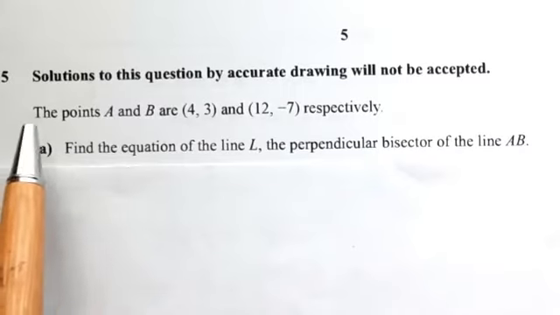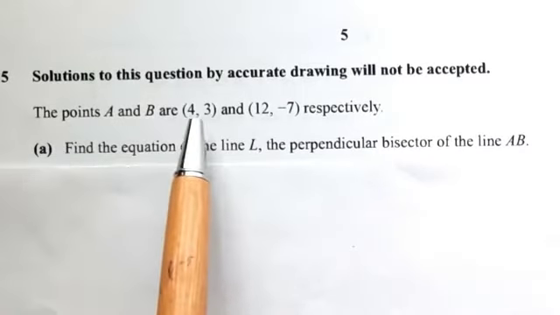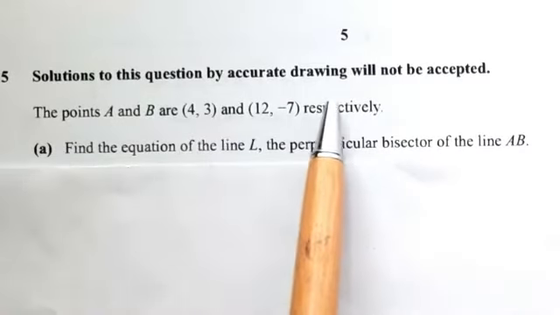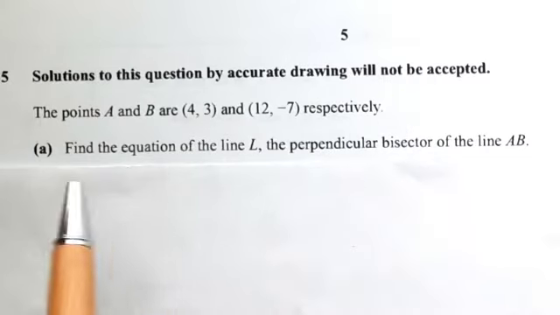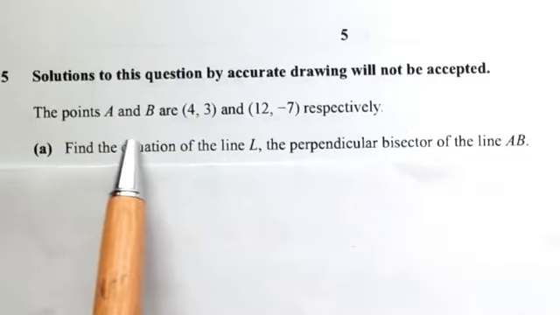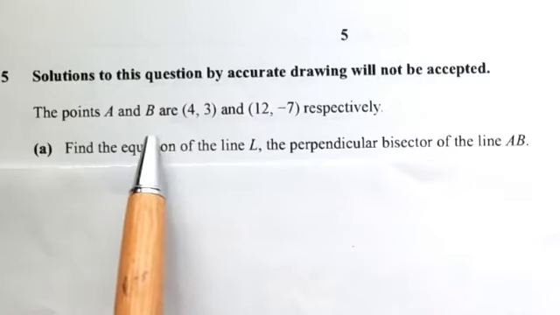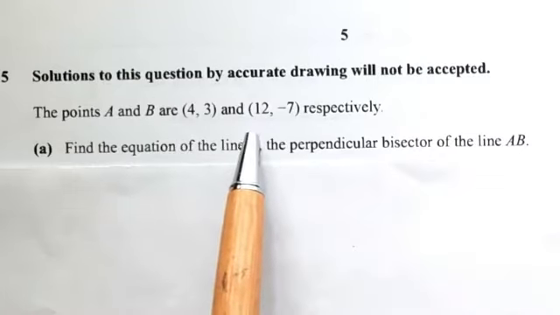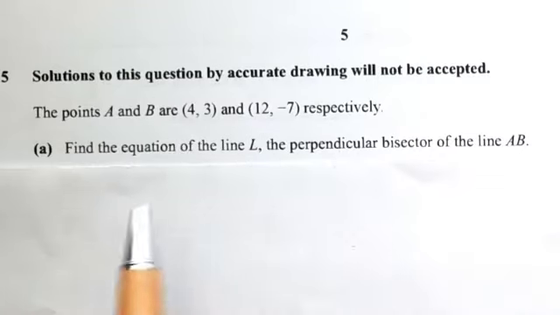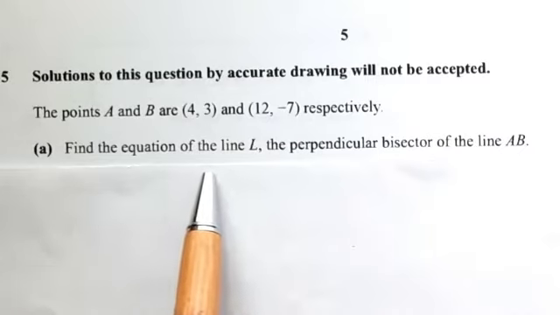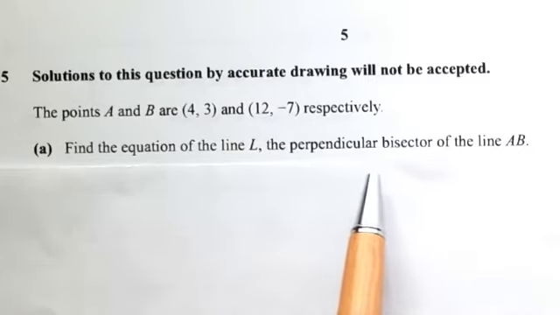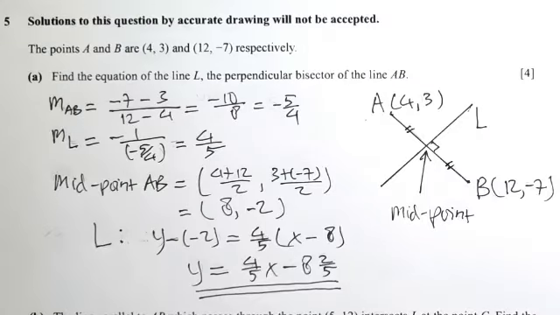Question number 5. Solution to this question by accurate drawing will not be accepted. The points A and B are (4, 3) and (12, -7) respectively. A. Find the equation of the line L, the perpendicular bisector of the line AB. Thus here is a diagram to visualize the problem.